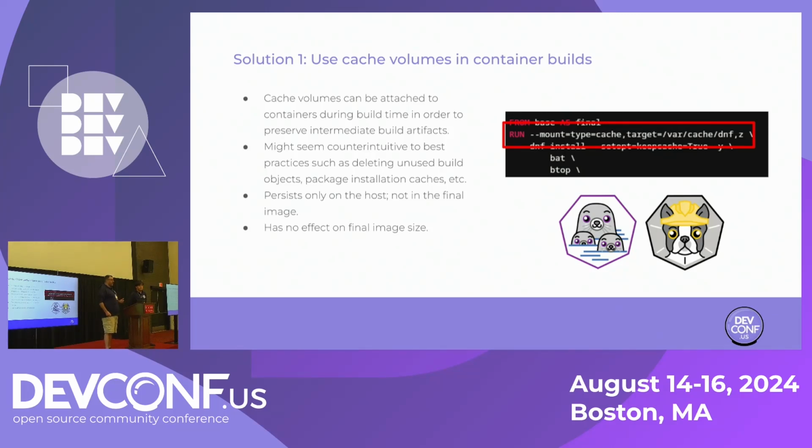By doing this, you can mount a cache volume into your container image at build time where intermediate build artifacts can be stored on disk and then retrieved later. This cache volume only lives on the host. It doesn't become part of the container itself. So there might be some things in there that seem counterintuitive to what people know is best practice for container builds, like removing the package cache, things like that. But that's not really a problem here.